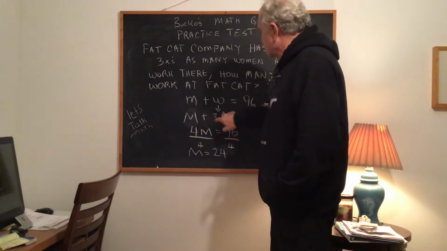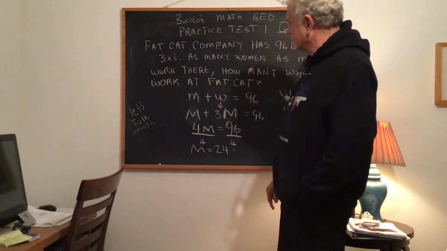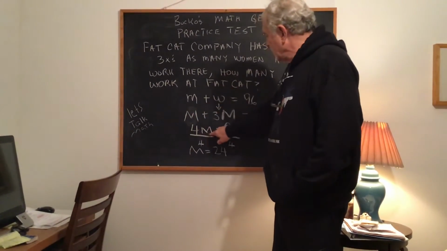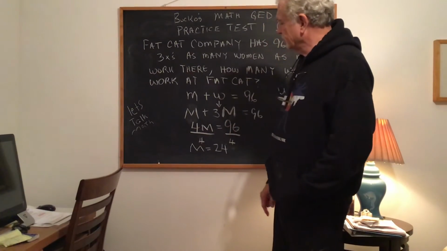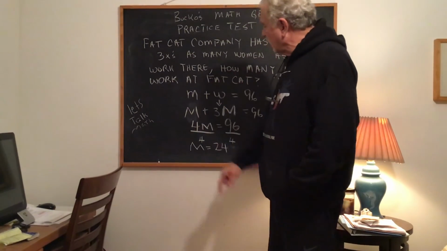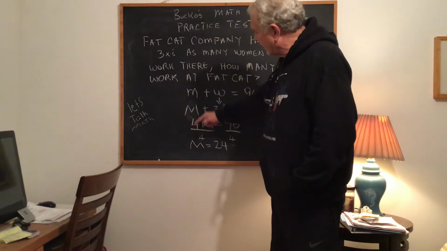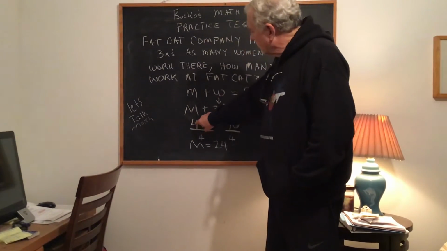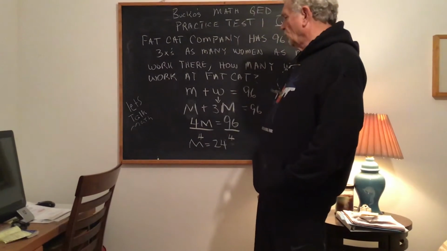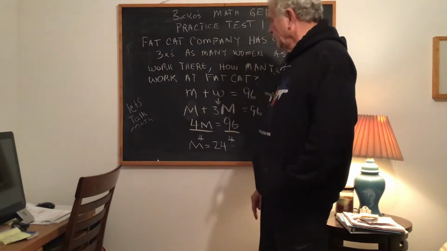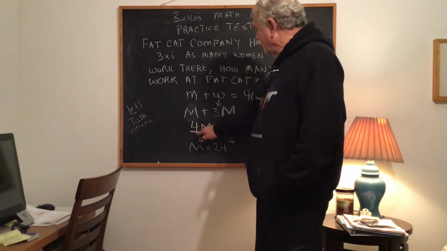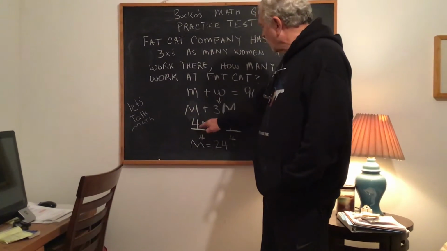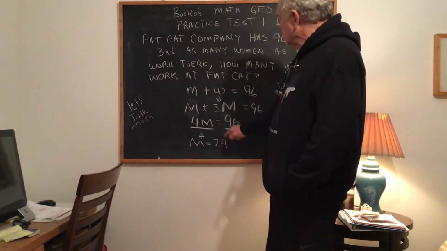Men plus 3 men equals 96. M plus 3M is 4M, which is equal to 96. We want M alone, so we're going to have to get rid of that 4. The 4's got to go, so we get M alone. To make that disappear, basically turn into 1, is 4 divided by 4, which is 1, and 1 times M is M.